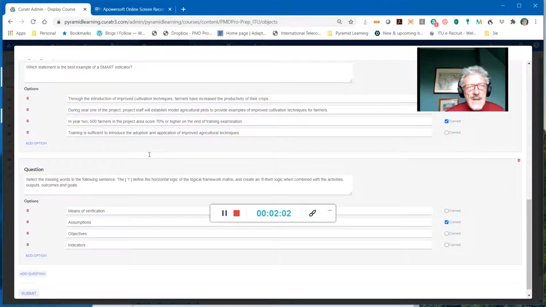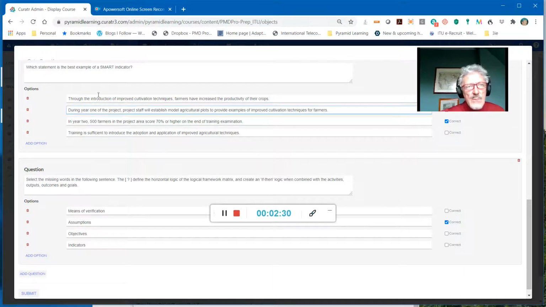Now, what is the best example of a SMART indicator? So again, you can see the answer here. Year 2, 500 farmers, 70% higher. It's specific, it's measurable, etc. Okay, A, well, it's not really an indicator at all. It's more of an objective statement. Now, this might be part of an indicator, but it's far from SMART.